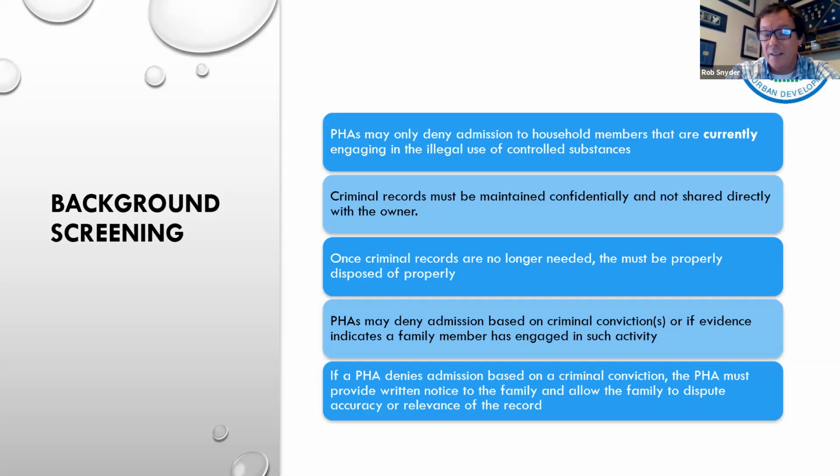Housing authorities can deny admission based on previous criminal convictions or evidence that there's criminal activity. It doesn't just have to be that lifetime sex offender registration status. That is just one that is automatic per HUD guidance and the Code of Federal Regulations. Anytime that the housing authority denies admission, they have to write to the family and let them know that they can dispute the accuracy of the screening or the record.